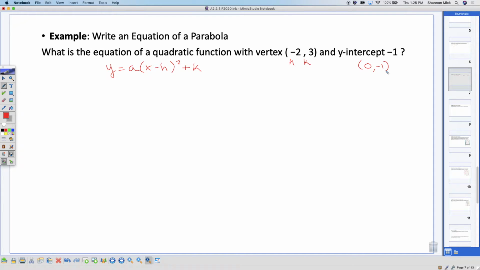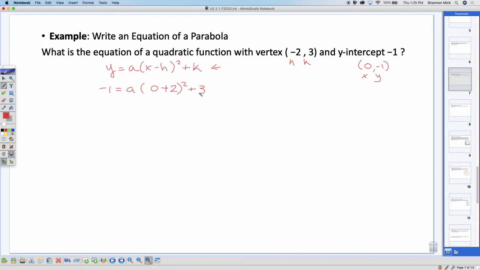Yes. So in this equation right here, there are 5 variables: h, k, x, y, and a, yes? And I have an h, a k, an x, and a y, so should I be able to solve for a? Yes. So how do I do that? You plug it all in. Solve. So -1 equals a times (0 minus -2) squared plus 3.